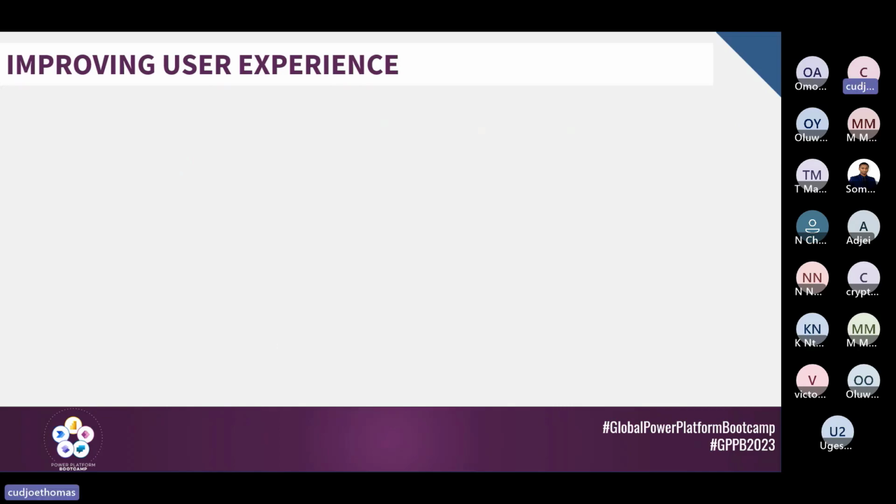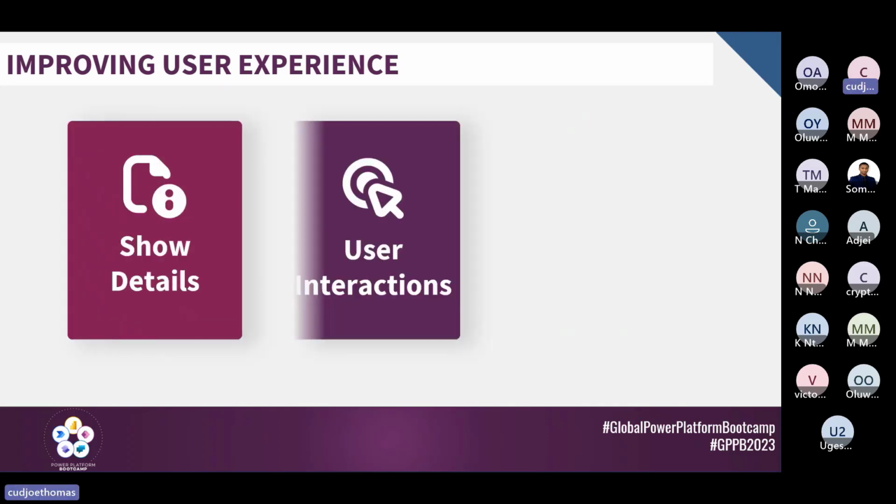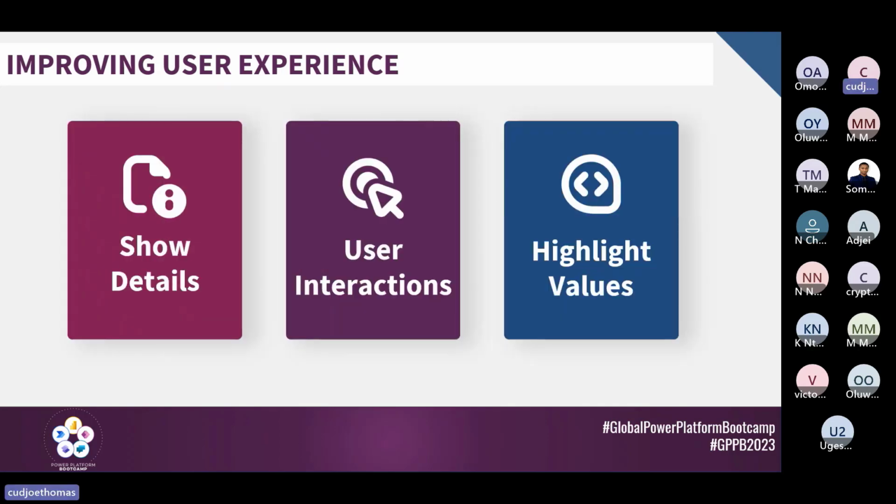So I'm going to take you through 3 main things on how you can improve your user experience. One is about how to show details when you are designing Power BI reports and a dashboard. The other one would be on how to improve your user interactions as they engage with your visuals and then dashboards. Then I'll also show you how you can highlight values to help your users to get the insights that they want from your visualizations. So let's start with how we can show details, the options that we have when it comes to showing details.